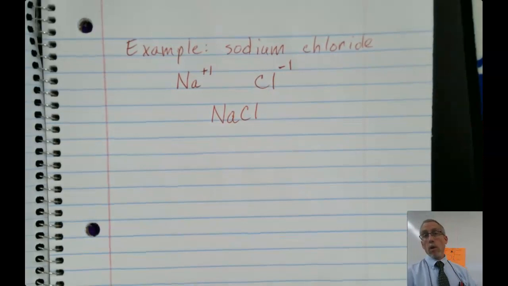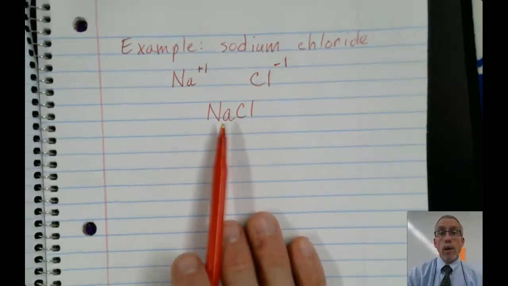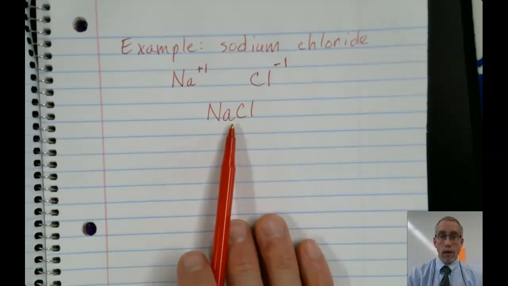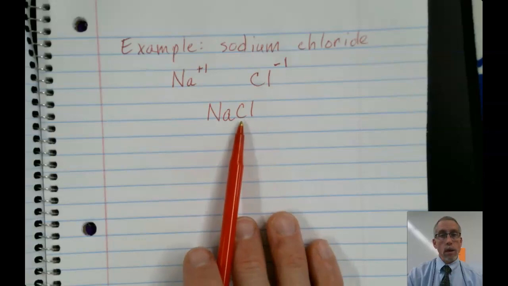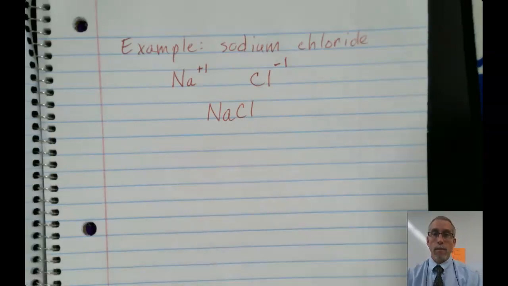Now, something you've noticed, but I haven't really pointed out real strongly, is that when we write a 2-letter symbol, we always have a capital first letter and a lowercase second letter. So that's why the chlorine, 2 letters, is capital C, small case l. Okay?